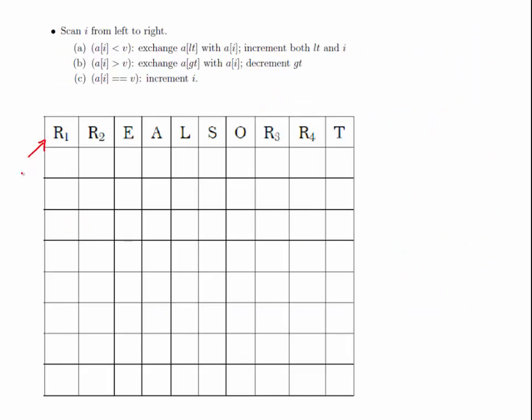So I'm going to have a pointer LT and I here, and the pointer GT here. In this case, A of I, which is R1, is equal to the pivot, so I need to increment I. Once again, A of I is equal to the pivot, so I need to increment I. At this point, A of I is E, which is less than the pivot, so I need to exchange A of LT with A of I. So I'm going to have E here, and R1 here, R2 here, and you increment both LT and I.